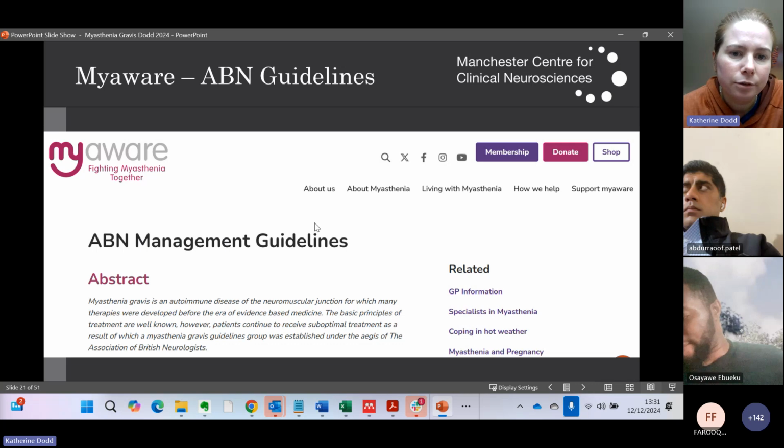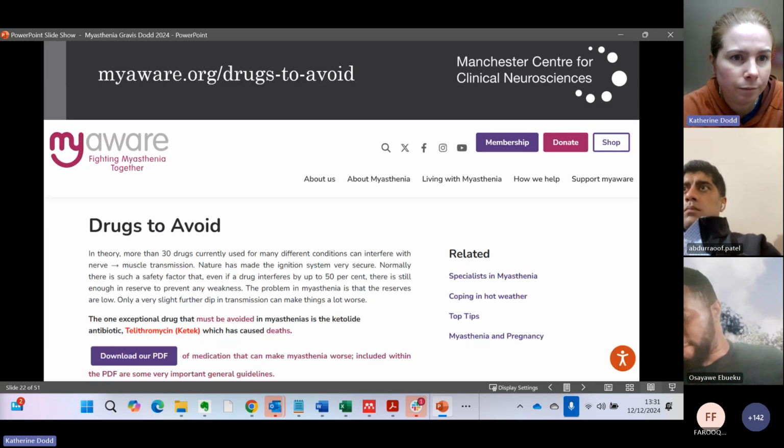And in the guidelines, it talks about how to escalate pyridostigmine doses, how to escalate prednisolone doses, how to de-escalate doses as well, and what to do if someone gets admitted to ITU. The other really useful page on the MyAware website is the drugs to avoid. So there are certain medications in myasthenia that can make things worse, and in particular certain antibiotics. So, no one needs to memorize these. We just need to know they're there.